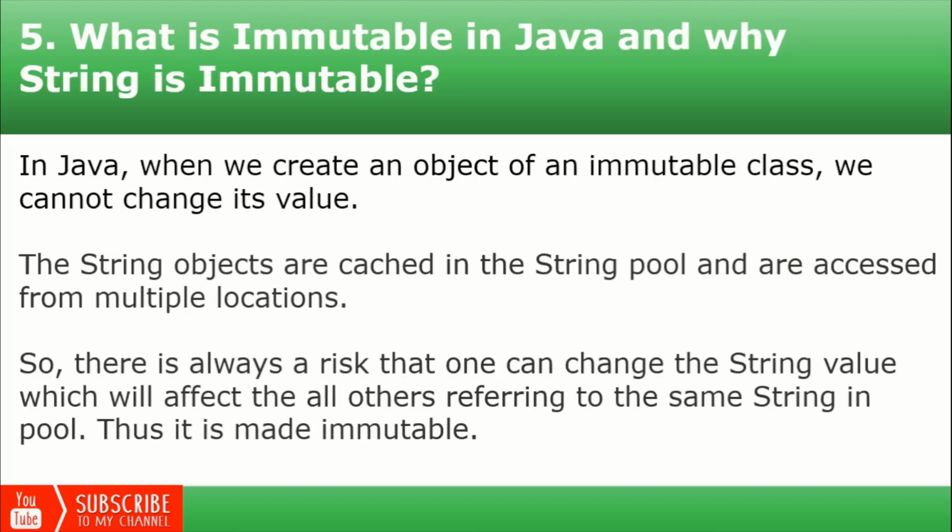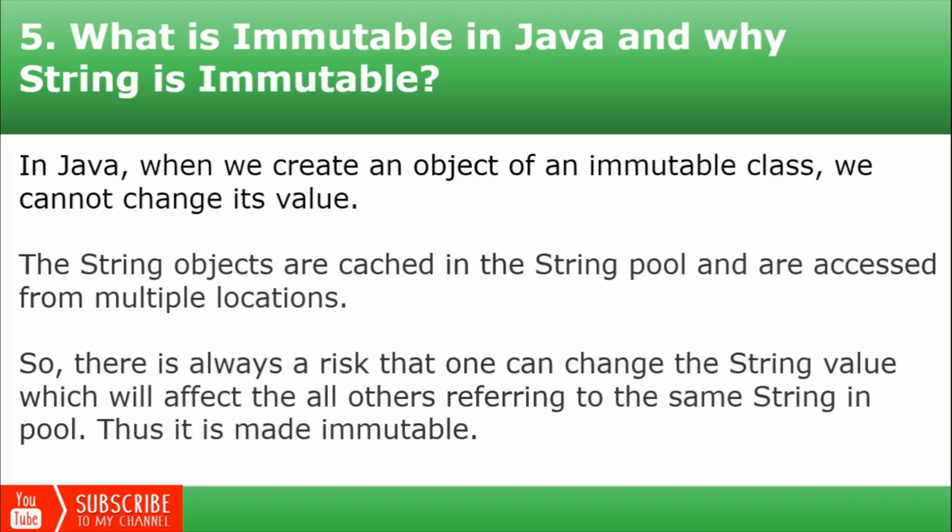This is also an important question: what is immutable in Java and why is String immutable? First you need to explain what exactly is immutable. In Java, when we create an object of an immutable class, we cannot change its value. The next part of the question is why String is immutable. We all know String is immutable, but why was it made immutable?